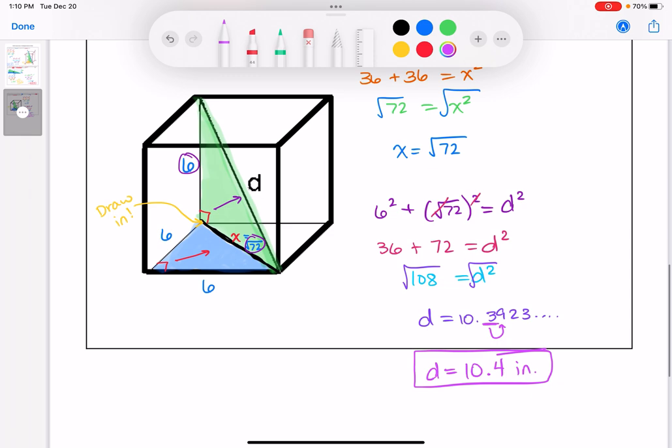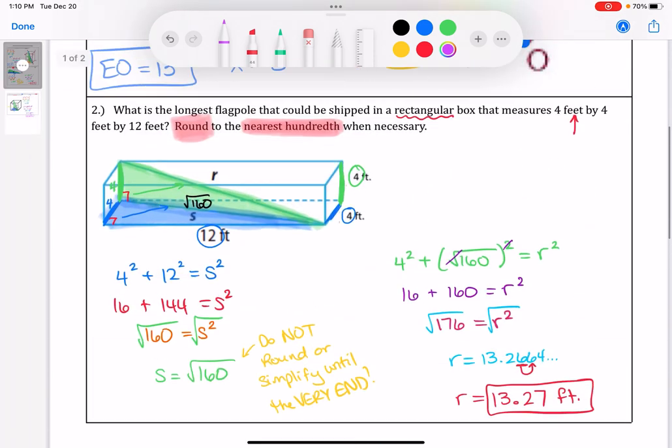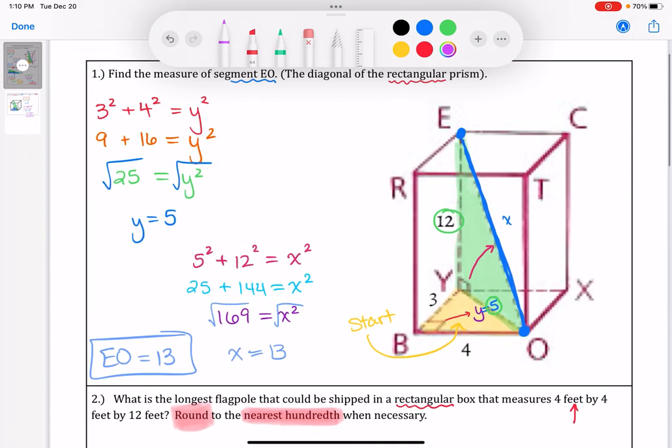All right, hopefully after those practice problems, you are feeling confident in solving with the Pythagorean theorem in three-dimensional space, and you can go ahead and practice.